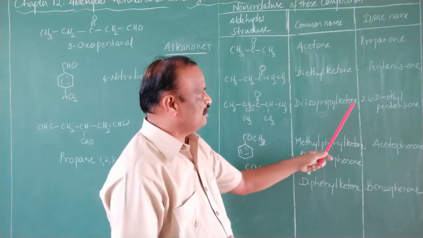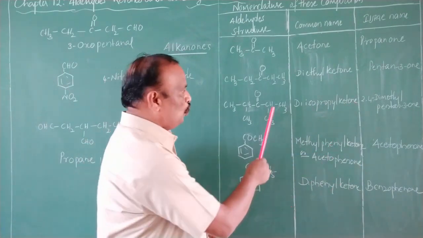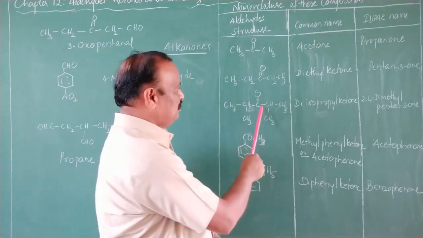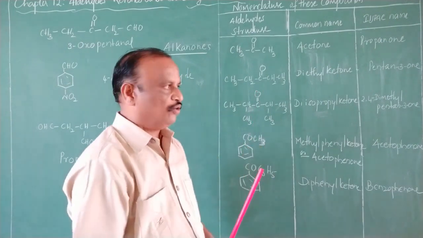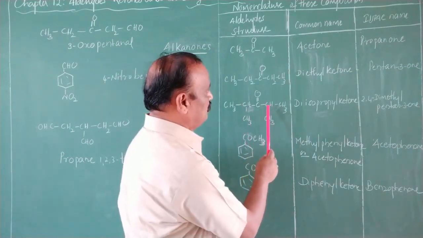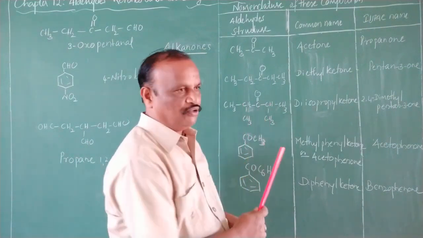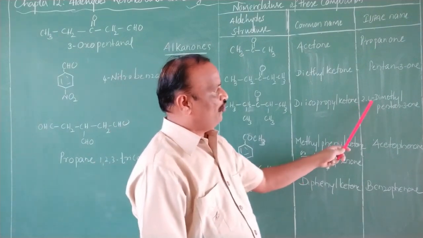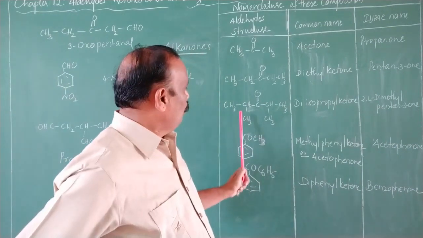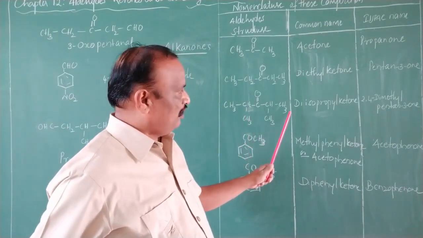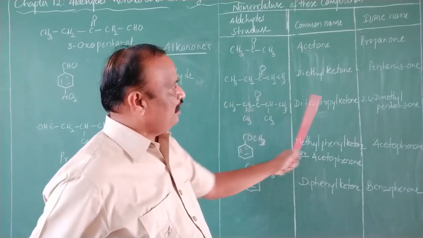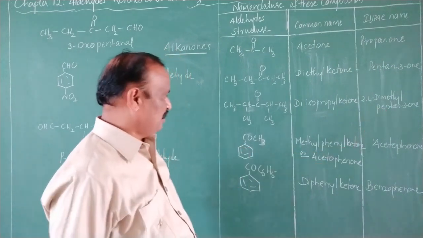In the IUPAC system, it is named like this. We'll number the carbon chain like this: 1, 2, 3, 4, 5. The third carbon is carrying the ketonic group. That means it should be named as 3-one. The second and fourth positions contain methyl groups. Therefore, 2,4-dimethylpentan-3-one it is. Naming is 2, 4, or from this side 2, 4, pentan-3-one it is. That's how we will name it.